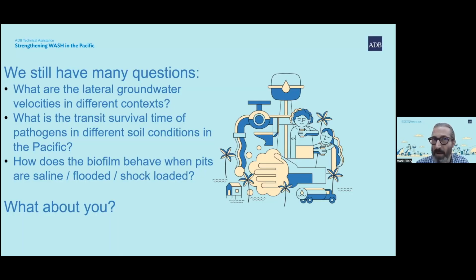We still have a lot of questions around this thinking, and we're still working and looking for engagement with others in terms of what the lateral groundwater velocities are in these different settings, what the probable survival time of pathogens is, and what happens to the biofilm in different settings, potentially even with the introduction of chemicals or the use of bleach on septic tanks or pits, and how that affects the operation of the biofilm.